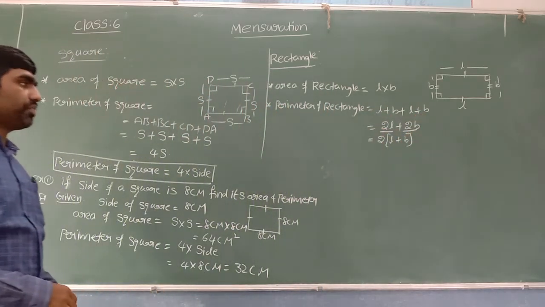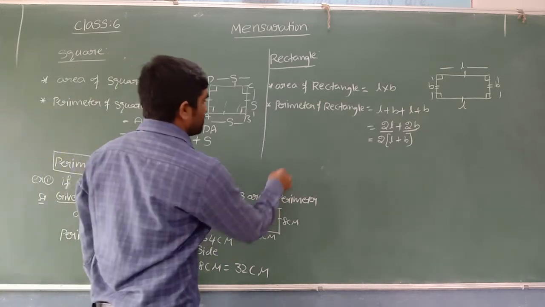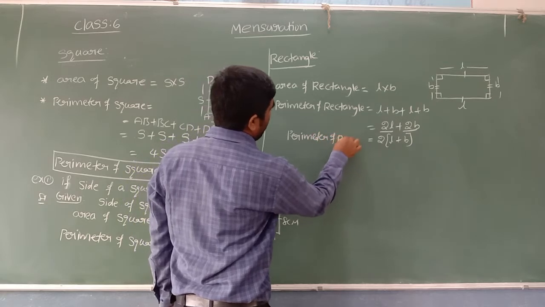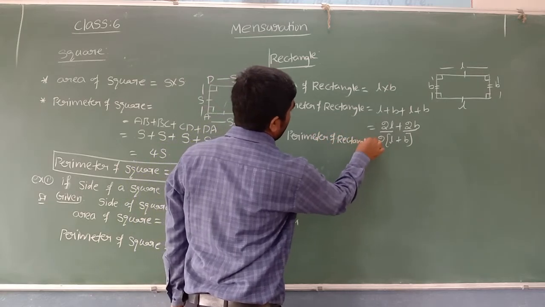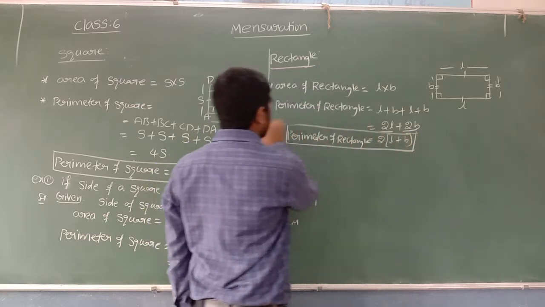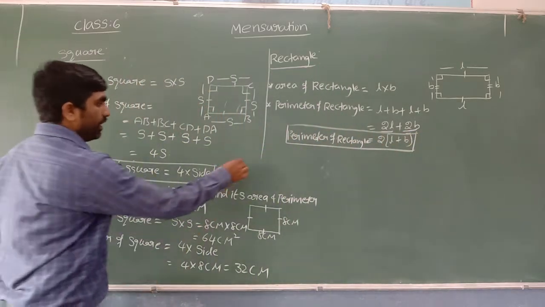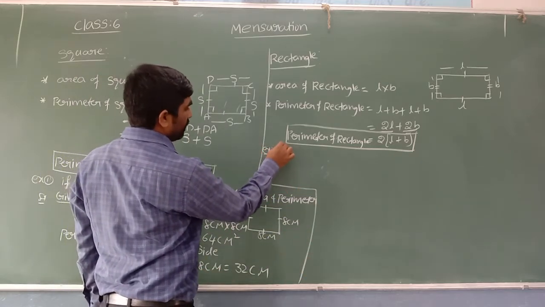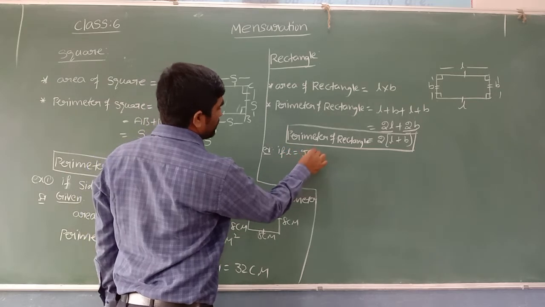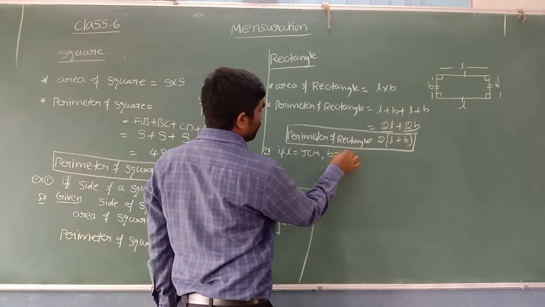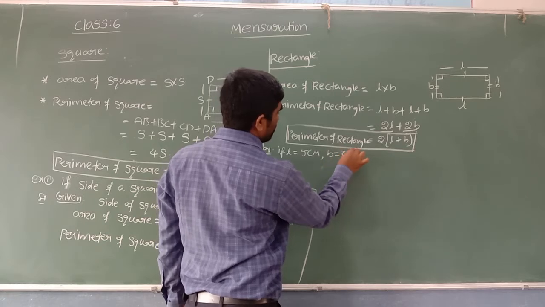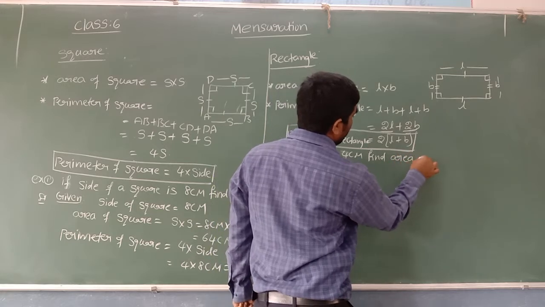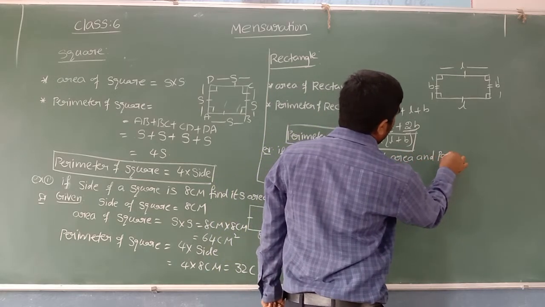So this is the formula we have to find the perimeter of a rectangle. What is the formula here? Perimeter of a rectangle is equal to 2 into (L plus B). By using this, we can find the total length of the boundary of a rectangle. For example, if length is equal to 5 centimeter and breadth is equal to 4 centimeter, then find the area and perimeter of the rectangle.